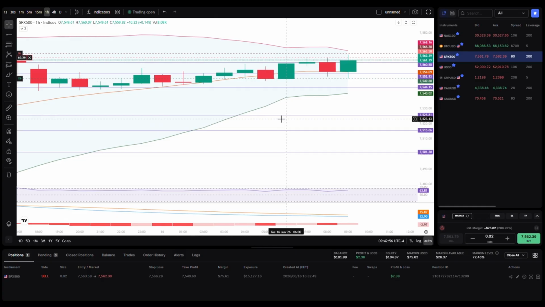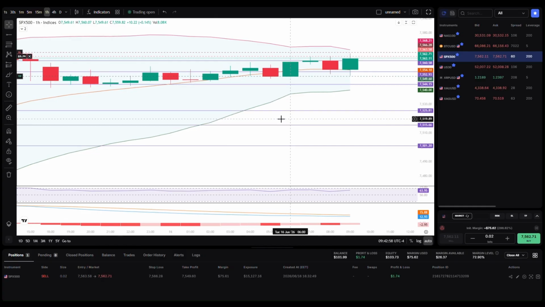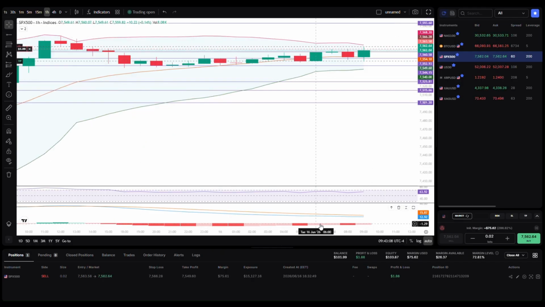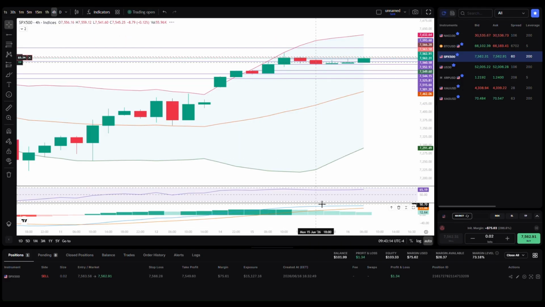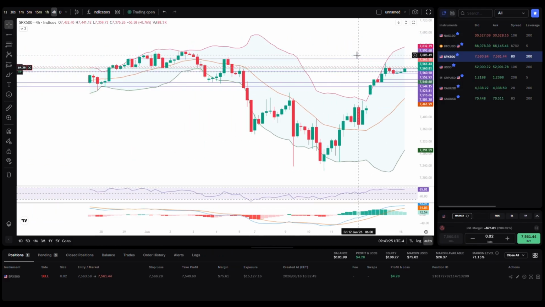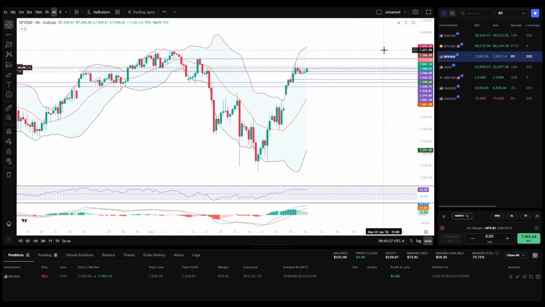This is a 1 hour. MACD on the 1 hour is closed, but above the histogram. Being above the histogram means that the bulls are still in control. If it's below the histogram, then the bears are in control. Here the 4 hours, look at that, the 4 hours still all the way up there. So possibly we're gonna make it way up there.